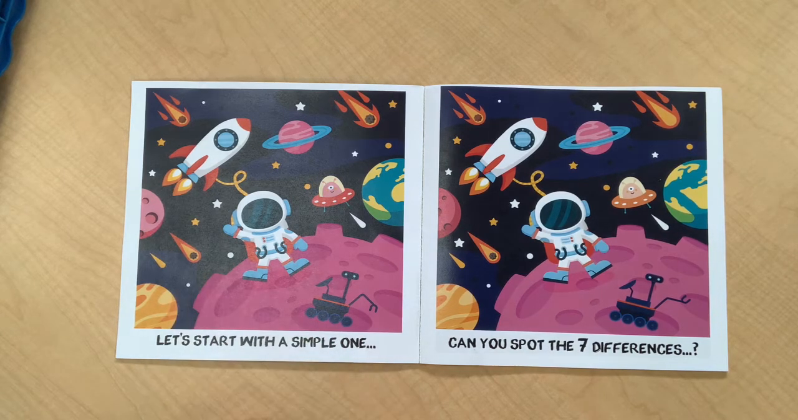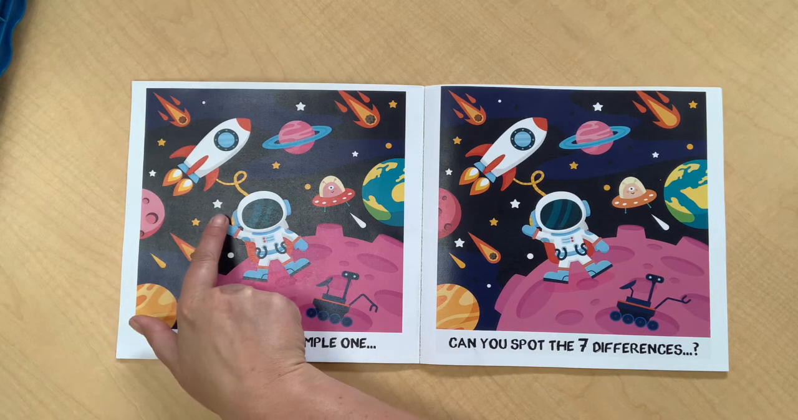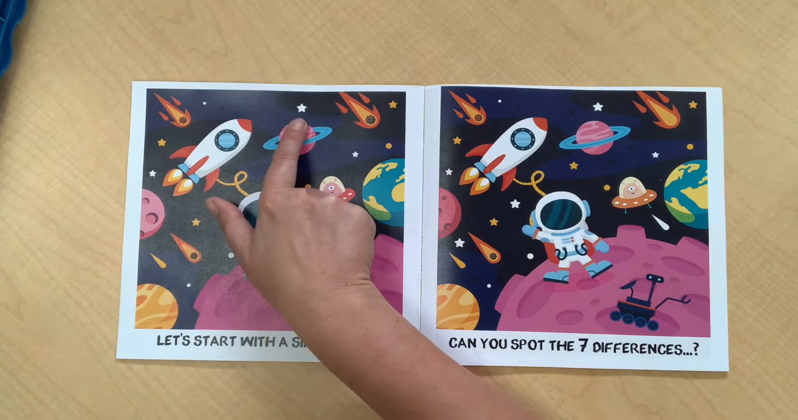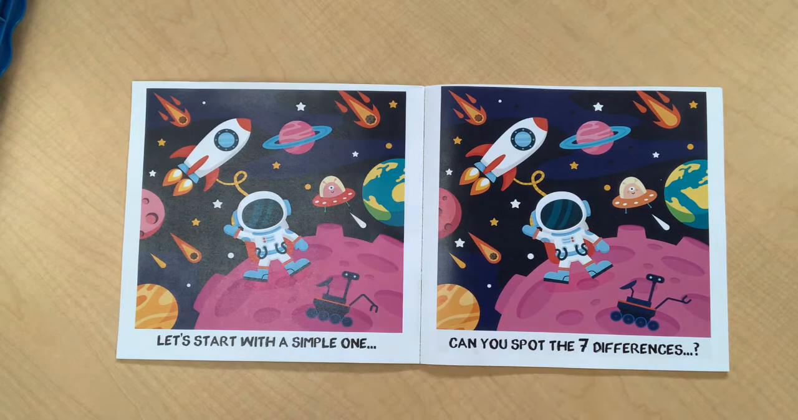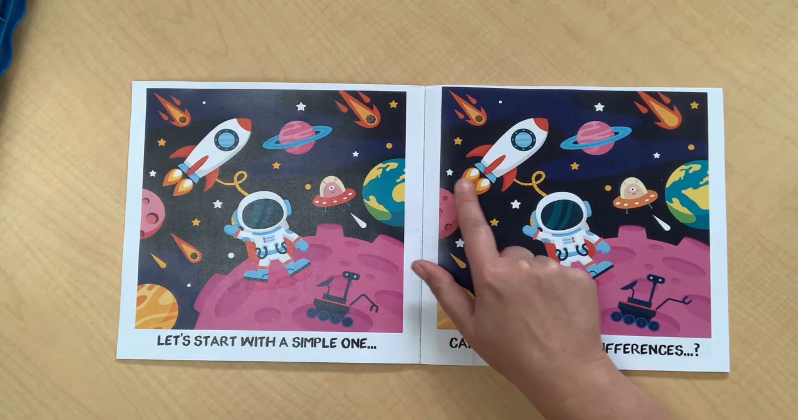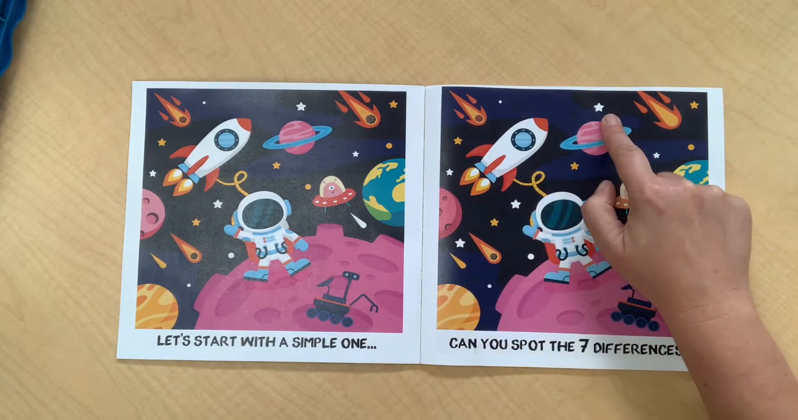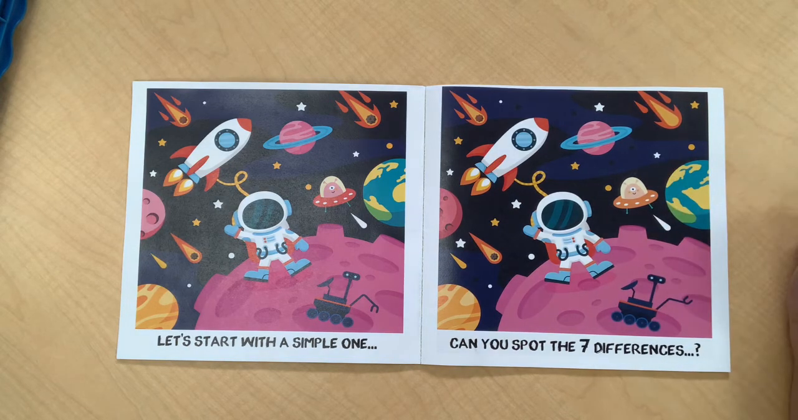I'm going to count all the white stars over here. Ready? 1, 2, 3, 4 white stars. Now I'm going to count over here. 1, 2, 3, 4, 5 white stars. That's another difference. Oh, you've got to look and count and just really, really hunt, don't you, to get all of these differences.